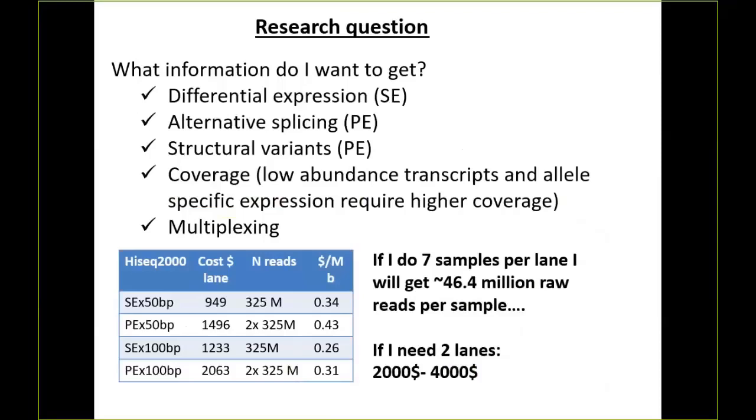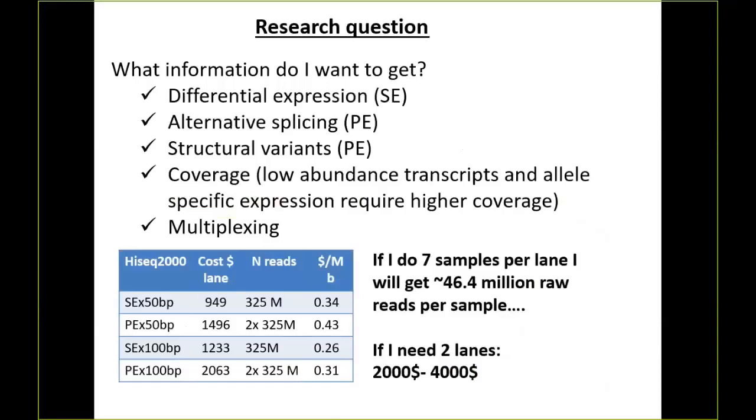So what's the research question? Well, that can vary a lot. If I'm looking for differential expression, that's a good case to use a single-ended library. On the other hand, if I'm looking at alternative splicing, structural variants, genomic sequence variation, that kind of thing, that's a good case to use a paired end library.